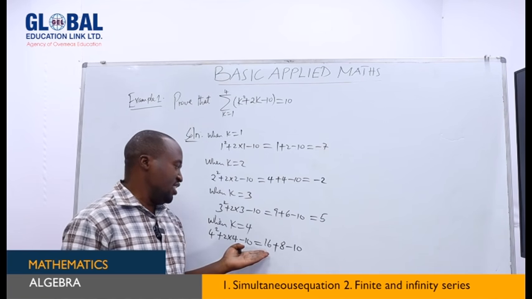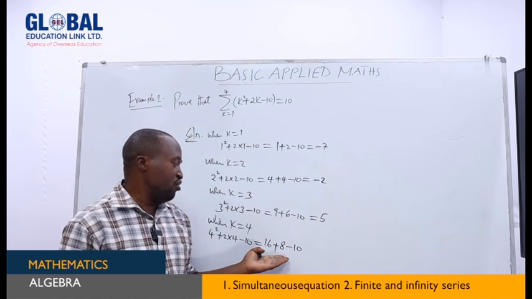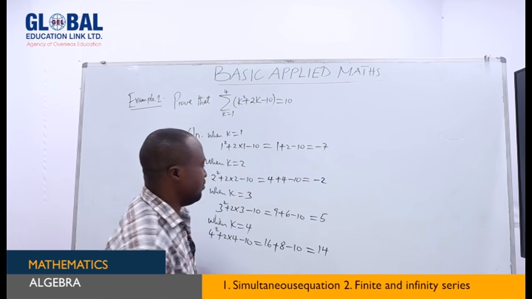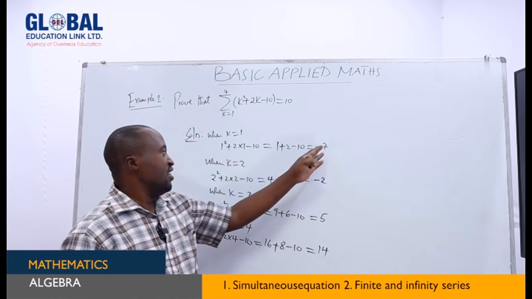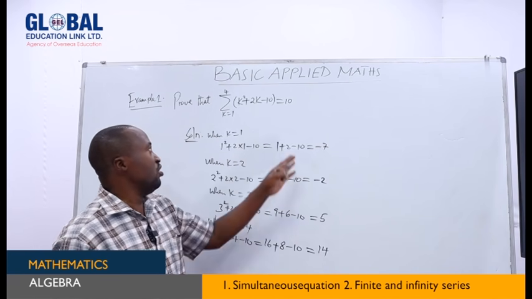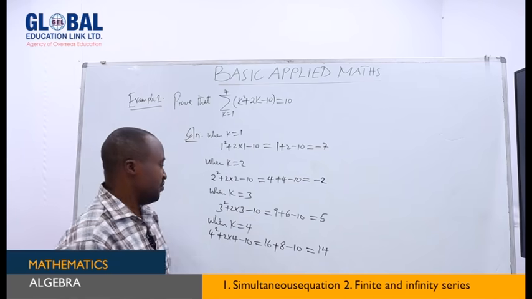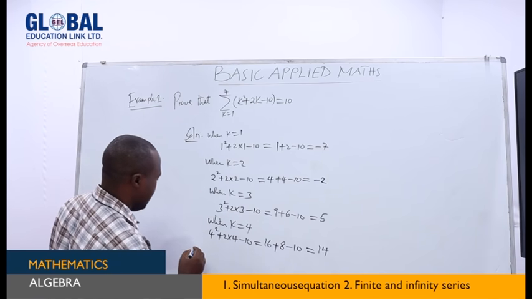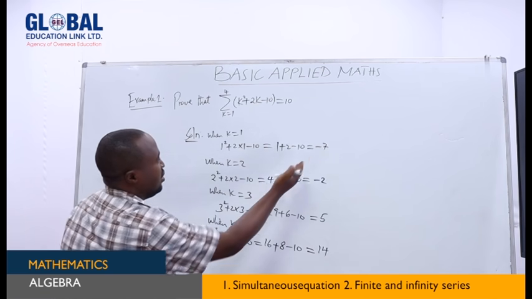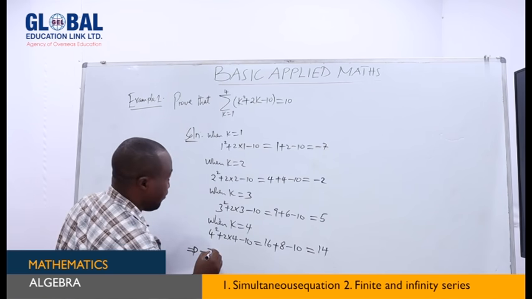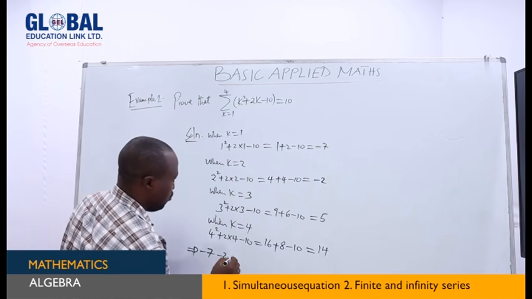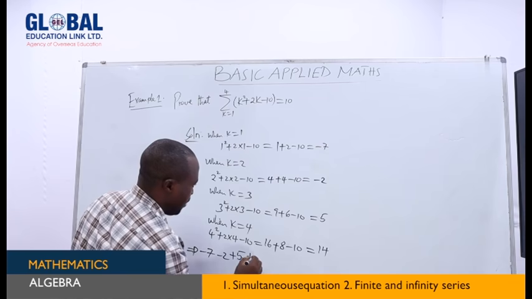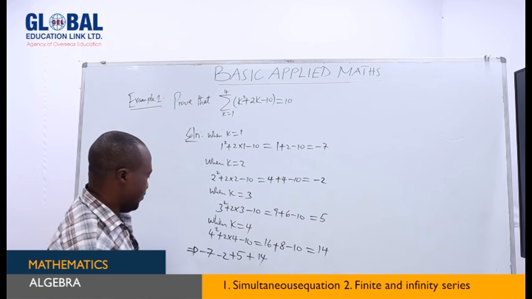Remember, we have 16 plus 8, that is 24. Minus 10, we are going to have 14. Now, let us add these numbers to see if we are going to end up with 10. So now, the first one is negative 7, then minus 2, then we have plus 5, then plus 14.